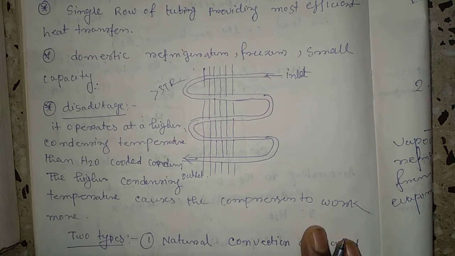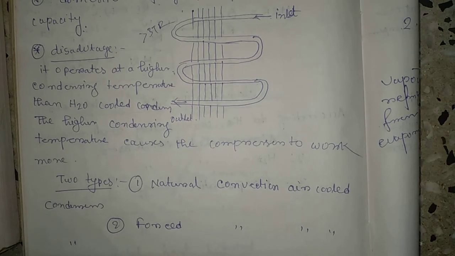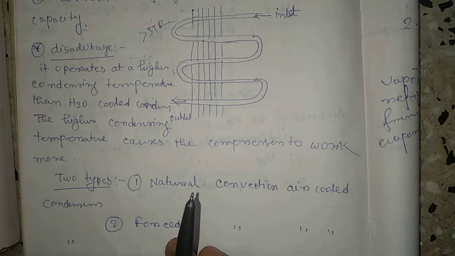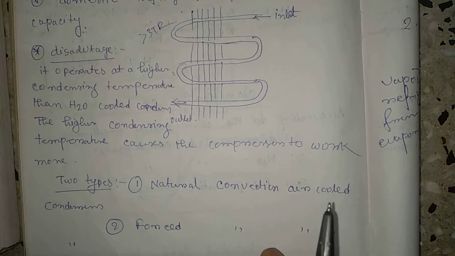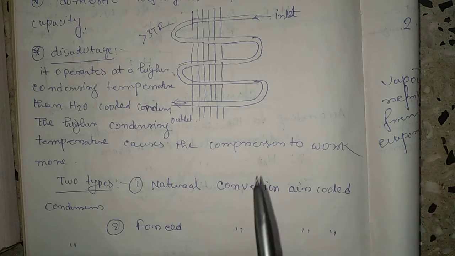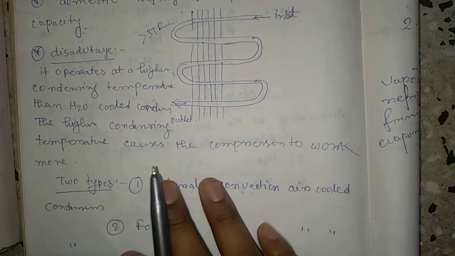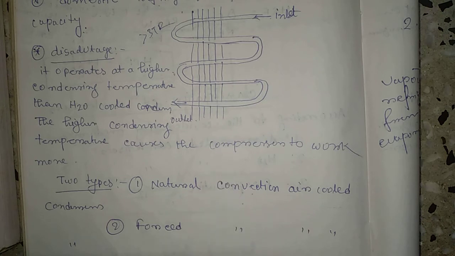Okay. Now, there are basically two types of air-cooled condenser. One is the natural convection air-cooled condenser, and another is the forced convection air-cooled condenser. The name suggests one is natural convection, another is forced convection. You already know about convection. Convection, conduction, and radiation are heat transfer mediums to transfer heat from one body to another body. We know that convection is basically of two types, natural convection and forced convection. Depending on the transfer of heat, the condenser is basically of two types, natural convection and forced convection air-cooled condenser.